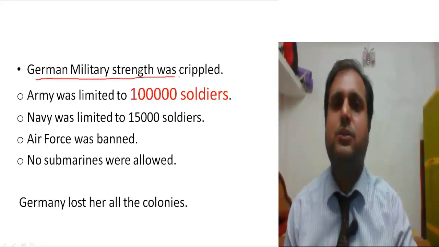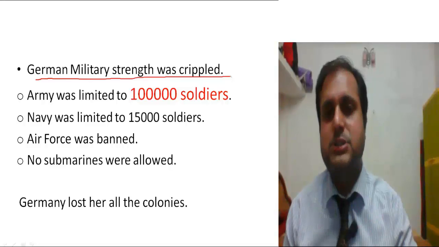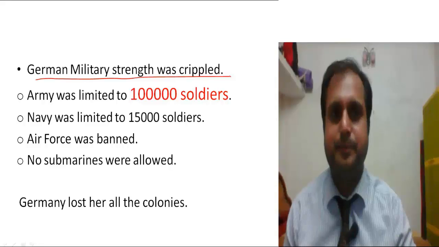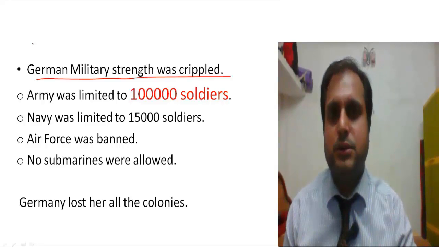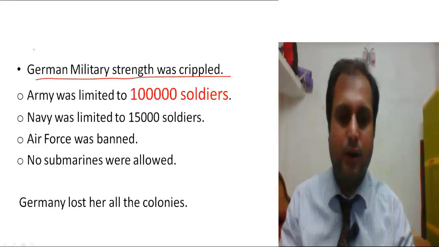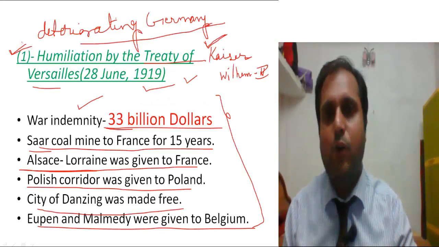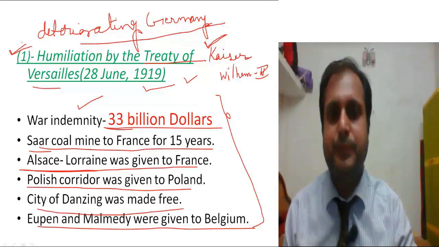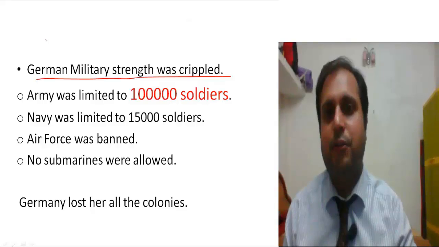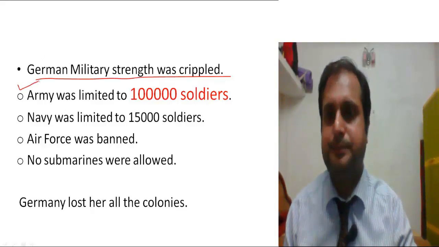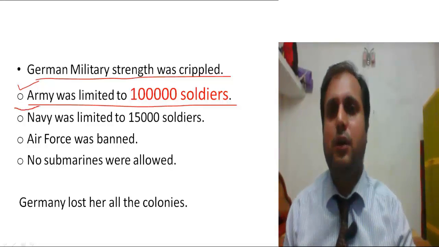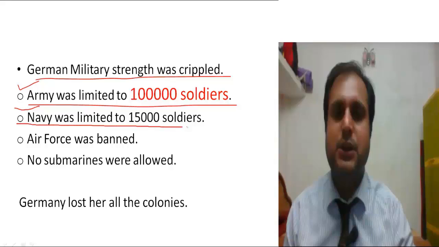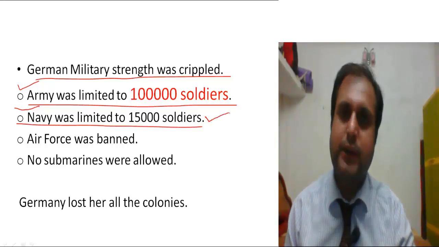Even the military strength of Germany was crippled. It was very limited. The main motive of the Treaty of Versailles was to make Germany weak militarily and economically. In the last slide we discussed how Germany was crippled economically. Here, how Germany was limited militarily. The Army was limited to 1 lakh soldiers, which is not sufficient to protect a country. Even the Navy was limited to 15,000 soldiers, which is also not sufficient to protect any country.